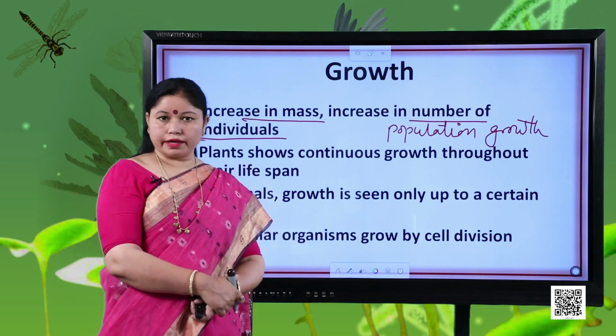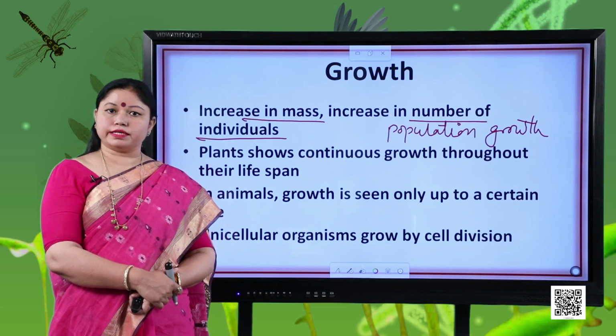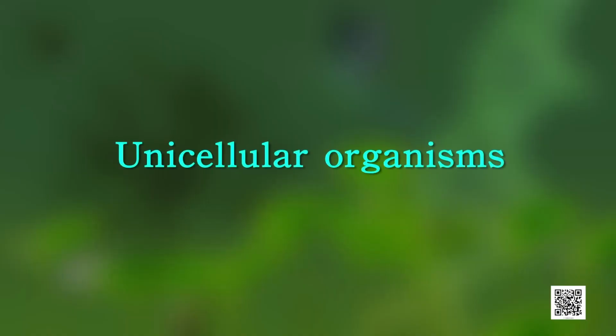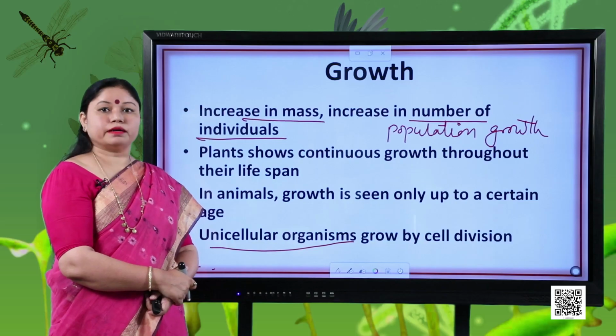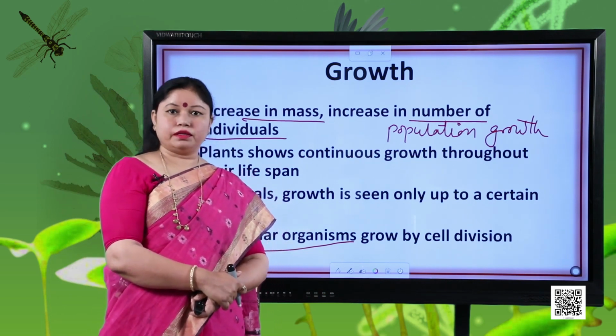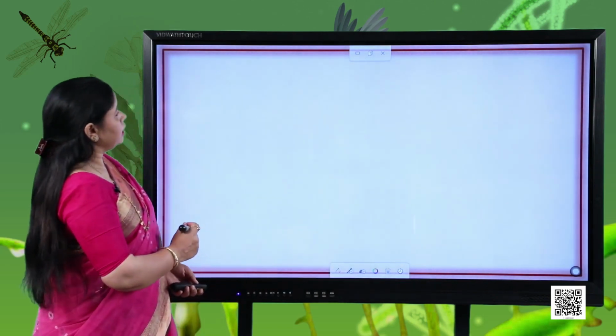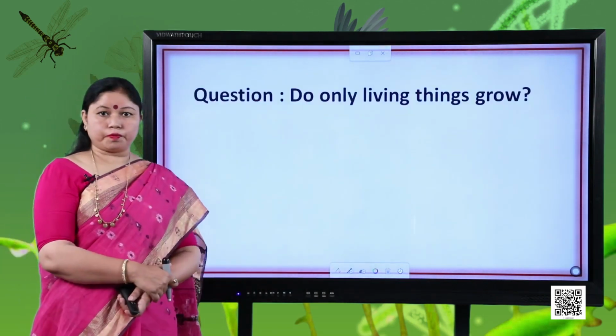As and when required, repair and regeneration of the tissues takes place in various animals. If you consider unicellular organisms, they also grow by cell division. For example, amoeba grows by binary fission. So now that you are aware of what growth is, let me put up a question for you.